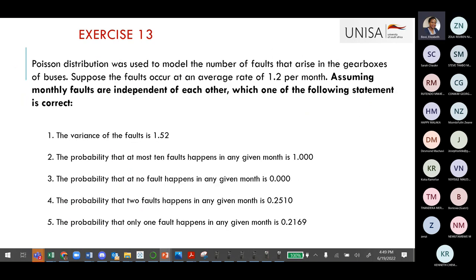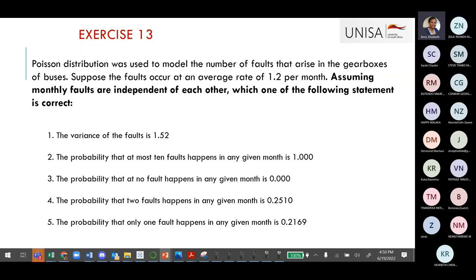Those are some of the questions I just put together for you to go through. But practice, it's very important. It's very, very important.